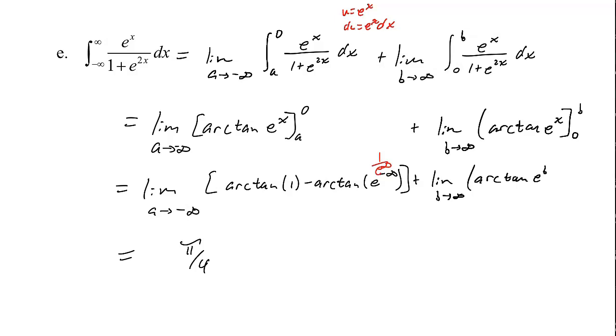E to the b minus arctangent of 0 is 0. Oh no, arctangent of e to the 0, right? So same idea as this. It'll come out the same since it's e to the 0. So this will be minus pi over 4.